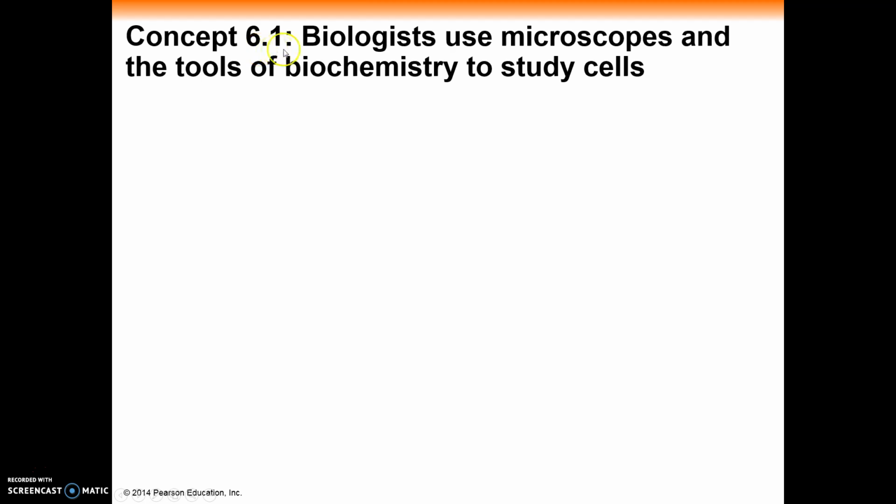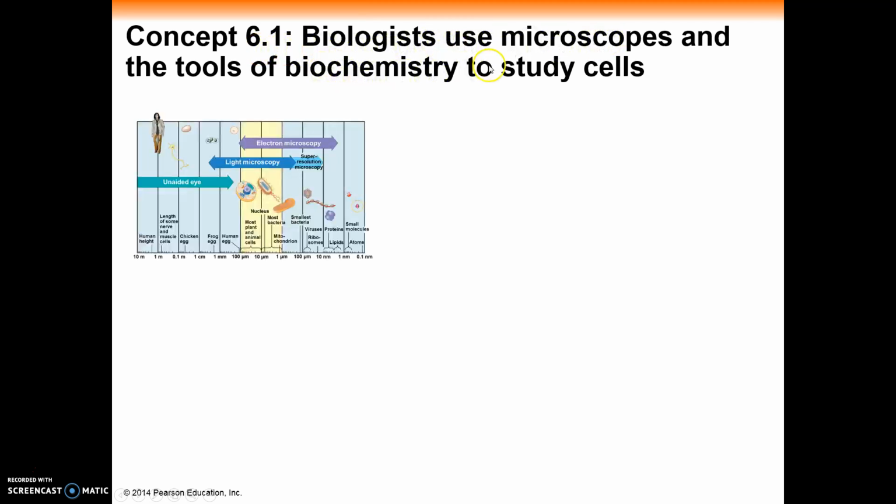So, concept 6.1, biologists use microscopes and tools of biochemistry to study cells. Here's the range of all the different things we can look at. So, up at human height, down in this egg or cell and bacterial range, we cannot see these. We have to use a microscope. Anything smaller than that, we have to use various electron or X-ray beam visualization techniques.